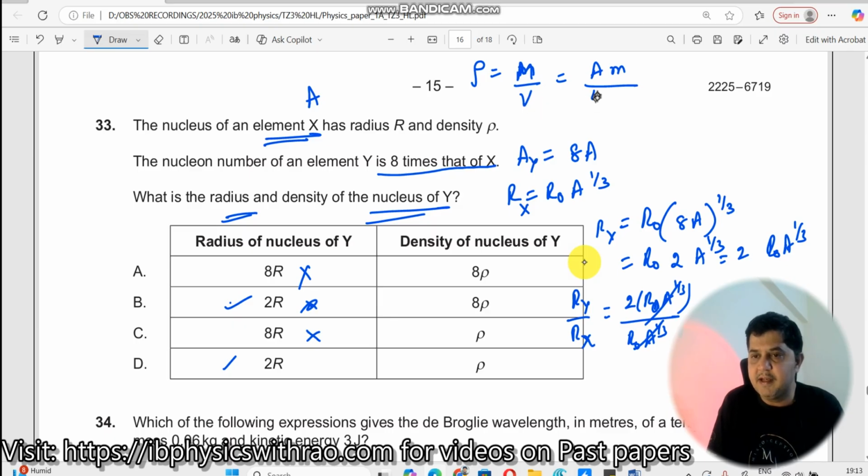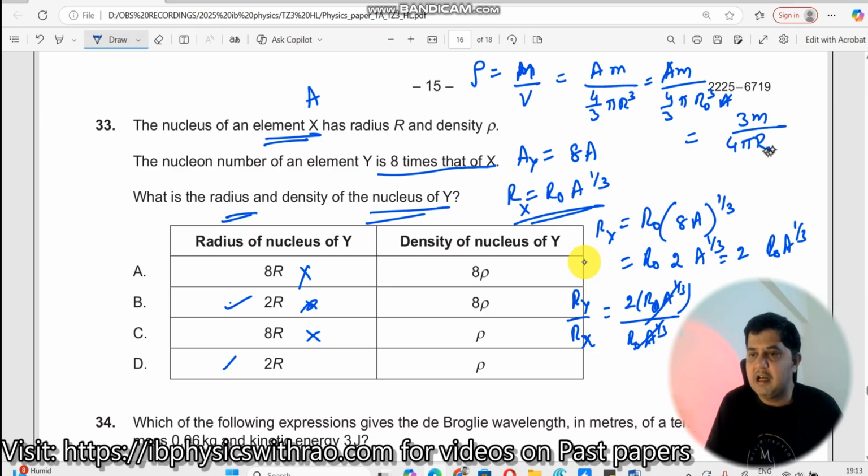And the volume, I can write as 4 by 3 pi R cube, the volume of one spherical nucleus, right? And I know R is equal to R naught A power 1 by 3. So I will write A M divided by 4 by 3 pi R naught cube A power 1 by 3. If I cube this, it becomes R naught cube and A over here. This A and this A go away. In other words, the expression I get is 3M divided by 4 pi R naught cube.